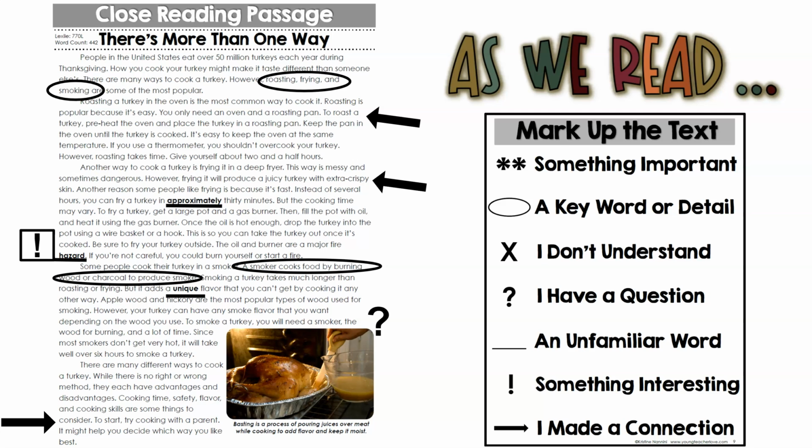Let's take a look at this photograph and caption here. I can see a turkey in an oven, and it looks like the chef is collecting juices. Let me read that caption. Basting is a process of pouring juices over meat while cooking to add flavor and keep it moist. Oh, so if I baste my turkey while it's roasting in the oven, I can make sure it's nice and moist. I always wondered why my dad did that and why I do it now.